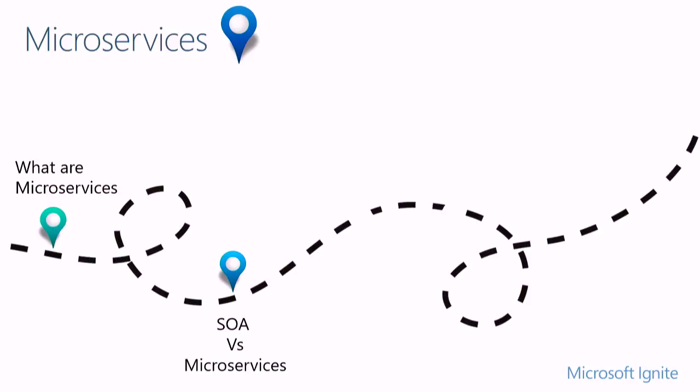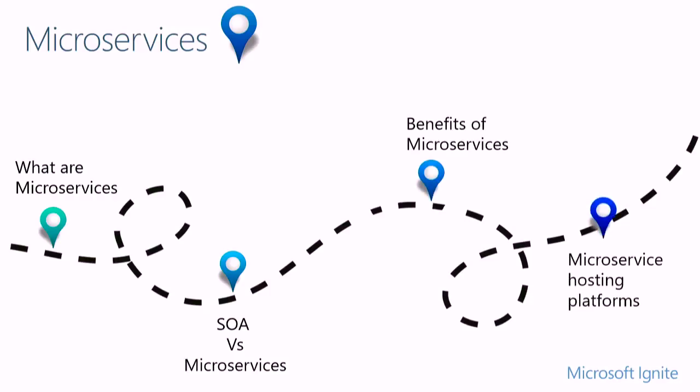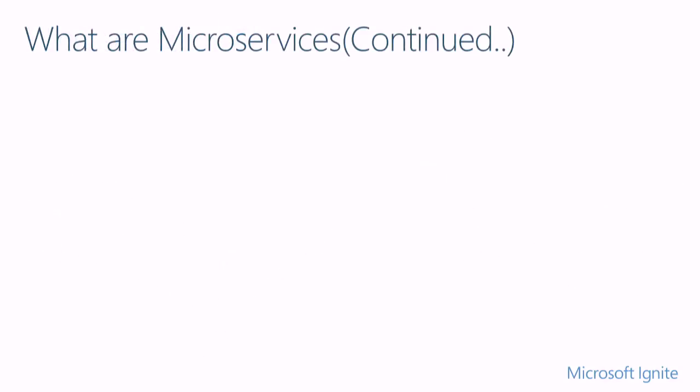We always have this question, why do people keep changing technologies? Every 10 years. Last decade, it was service-oriented architecture. The year I was born, it was object-oriented computing. Why just keep changing things? And then we'll look at the benefits of microservices, and look at microservice hosting platforms. Once you've built the microservices, where do you host them together?